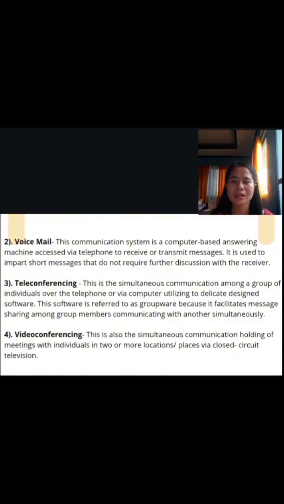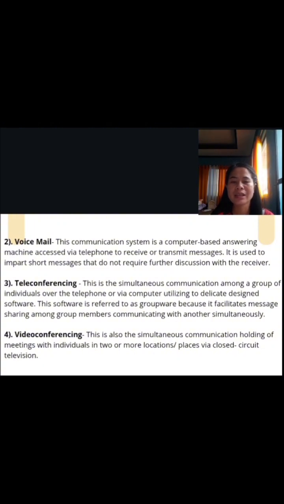The third is teleconferencing. This is the simultaneous communication among a group of individuals over the telephone or via computer utilizing delicately designed software. This software is referred to as groupware because it facilitates message sharing, the group members communicating with others simultaneously. It is a video call between two people in a different location using a platform like Zoom or Microsoft Teams. And the fourth is video conferencing.